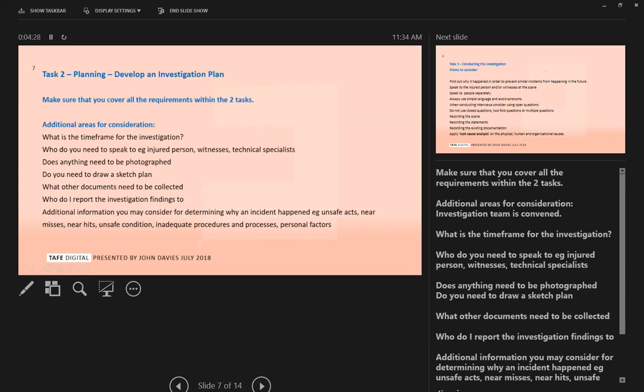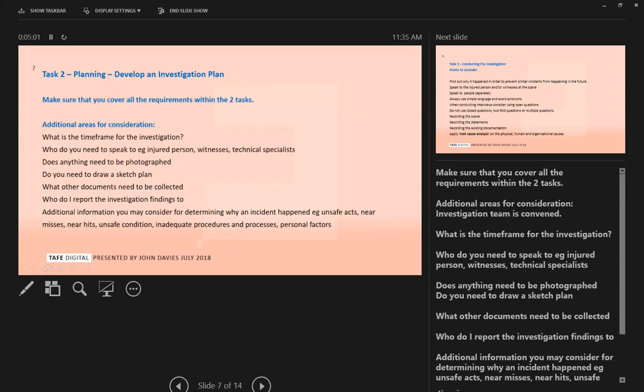Task 2, planning, develop an investigation plan. Make sure that you cover all requirements within Task 2. Additional areas to consider: convening the investigation team. What is the time frame of the investigation? Who do you need to speak to? E.g. injured workers, witnesses, technical specialists.